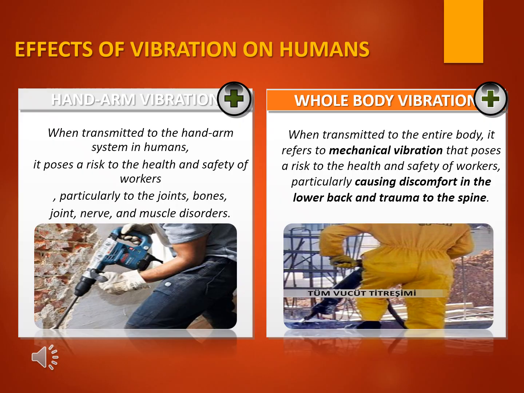Effects of vibration on humans. Hand-arm vibration: when transmitted to the hand-arm system, it poses a risk to the health and safety of workers, particularly causing joint, bone, nerve, and muscle disorders. Whole body vibration: when transmitted to the entire body, it refers to mechanical vibration that poses a risk to the health and safety of workers, particularly causing discomfort in the lower back and trauma to the spine.